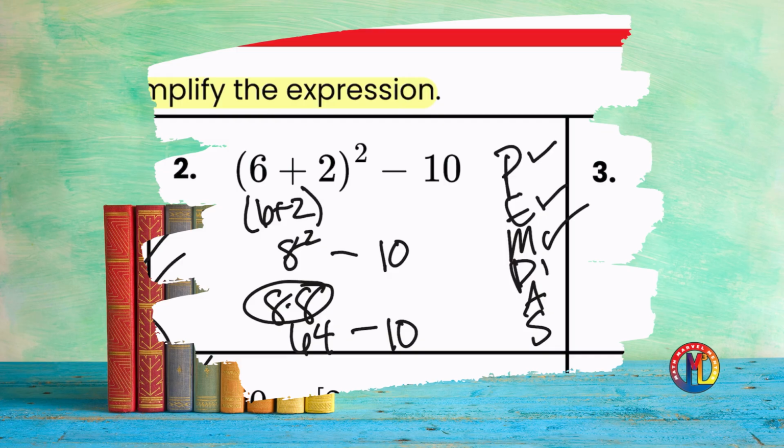There's no multiplication. There's no division. There's no addition. All we have to do lastly is subtract. So 64 minus 10 is 54. So our answer to number 2 is 54.